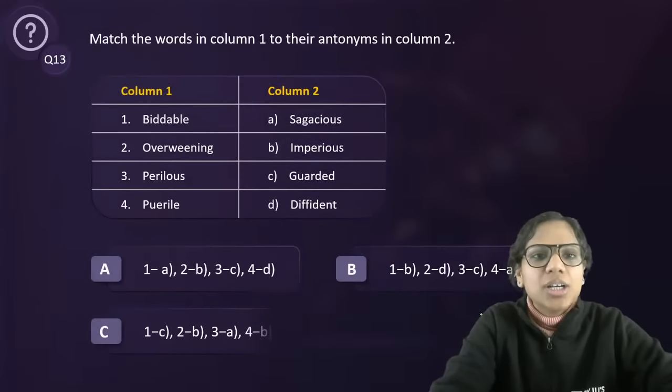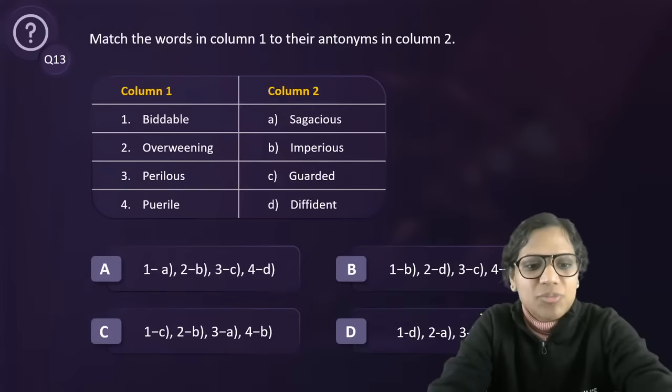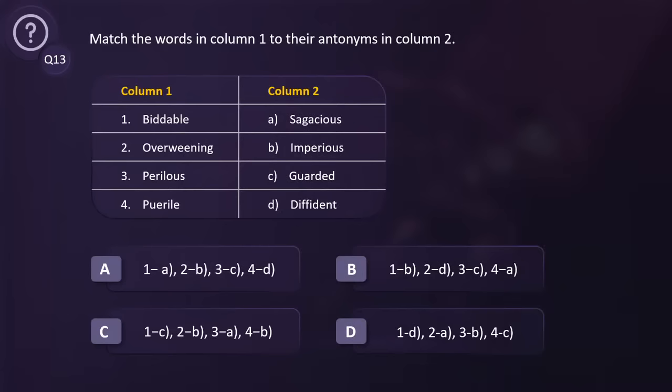Okay. Question 13. Let's see who answers the fastest. Again, all adjectives. So give me the antonyms here. Coming, just a second. I'll just go invisible here again.